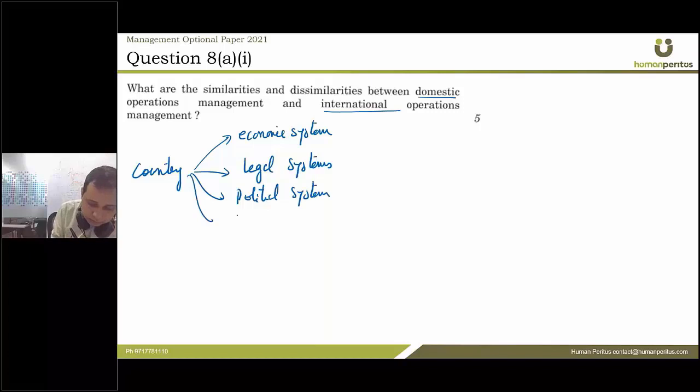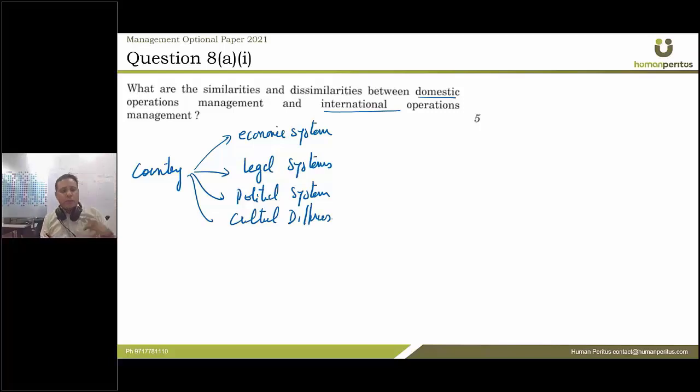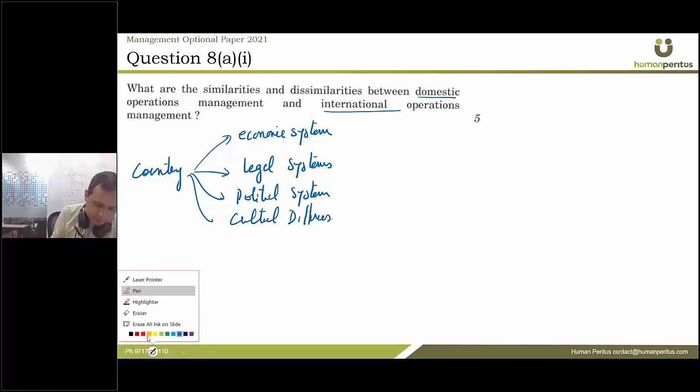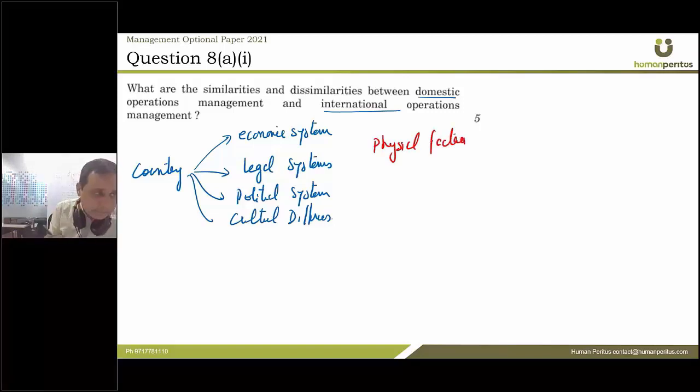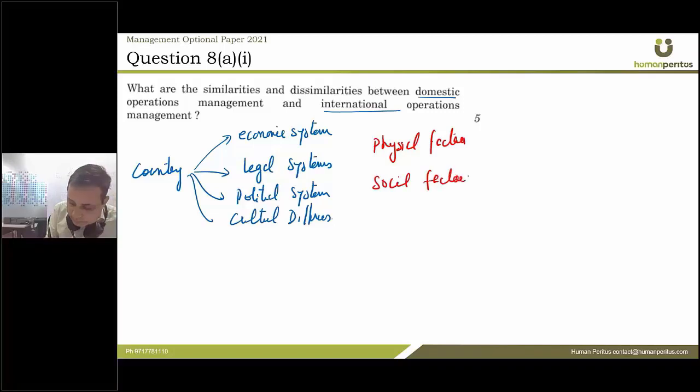also cultural differences. Okay, so based on these parameters, broadly these similarities and differences can be divided into physical factors, social factors, and competitive landscape factors.